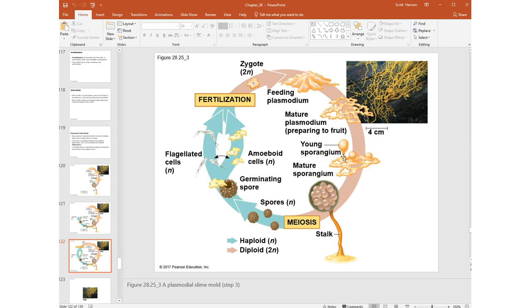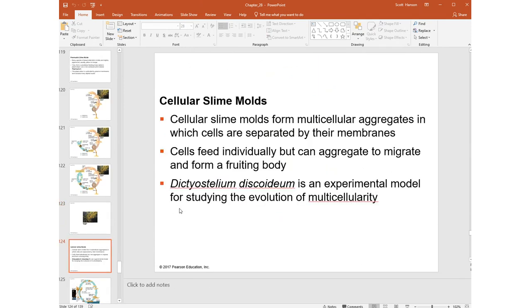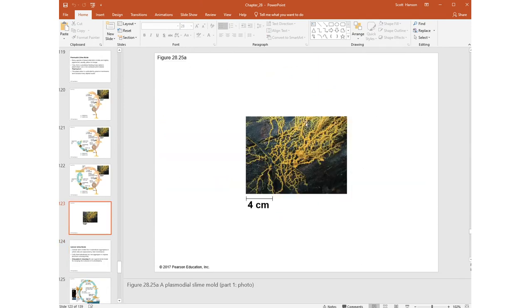So this part of the life cycle is diploid, and this part of the life cycle is haploid then. So kind of an interesting life cycle. And here's some up close picture of it. Again, even though it's a slime mold, it's kind of an interesting and attractive color.